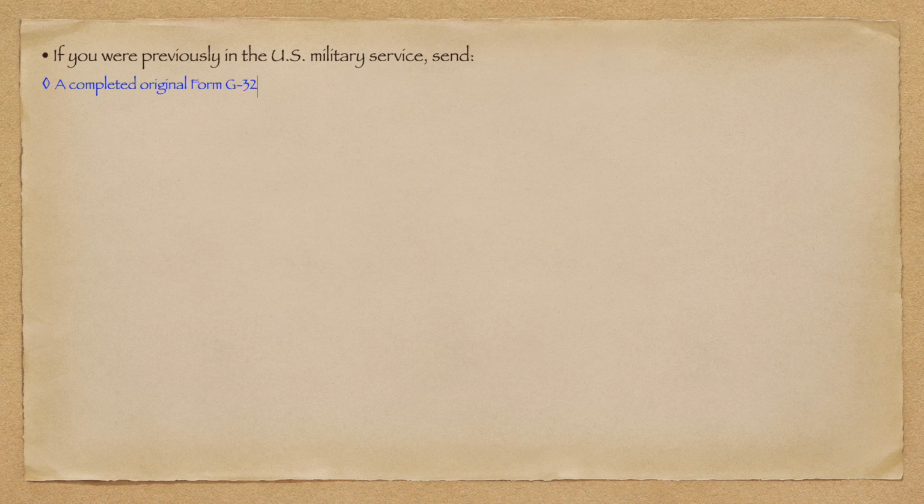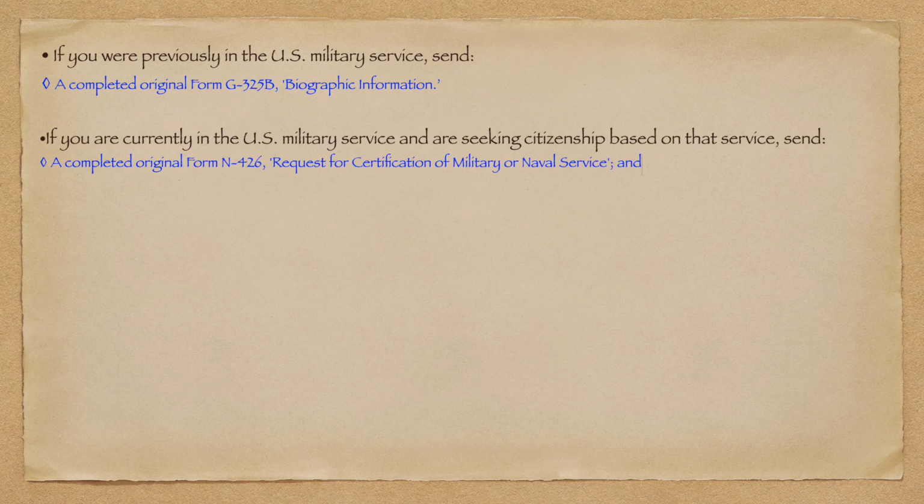And if you were previously in the U.S. military service, send a completed original Form G325B, biographic information. And if you are currently in the U.S. military service and are seeking citizenship based on that service, send a completed original Form N-426, request for certification of military or naval service, and a completed original Form G325B, biographic information.